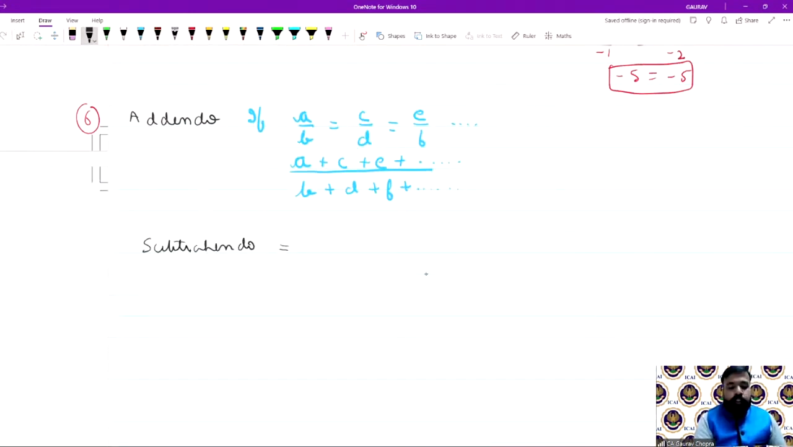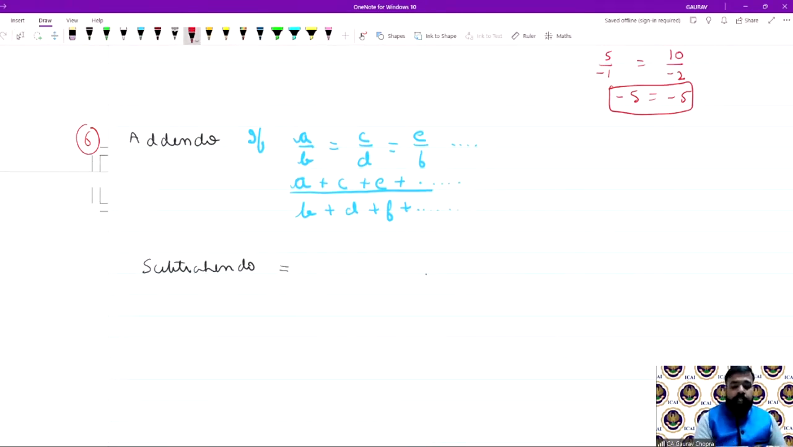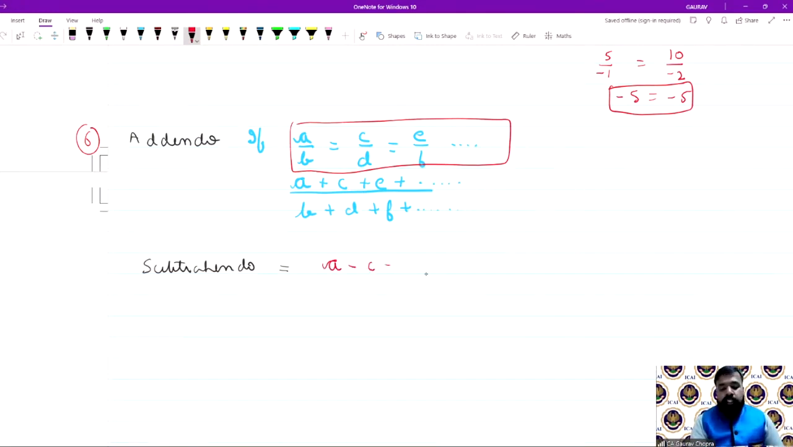Now, subtrahendo means what? If we are having again the same thing, A by B equal to C by D equal to E by F and so on, then we have to subtract them. So what we have to do, take A. Now subtract each and every one from this A. Similarly, in denominator, take the first term B and now subtract each and every term from here. So in subtrahendo, what basically we are doing, we are taking any of the ratio and subtracting all other values from it. So numerator will subtract from numerator and denominator from the respective denominator. Okay, so it becomes subtrahendo.